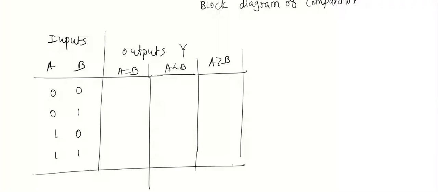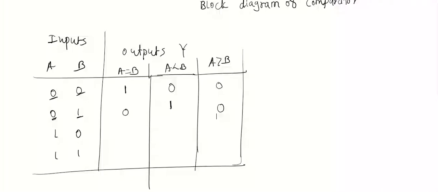Now here in this truth table, when variable A is equal to 0 and variable B is equal to 0, then the output is generated as A equal to B. So the output A equal to B will be 1, and at that time A less than B and A greater than B will be 0, 0. When A is equal to 0 and B is equal to 1, B is greater than A, that is A is less than B. At that time the outputs A equal to B and A greater than B are 0, 0.